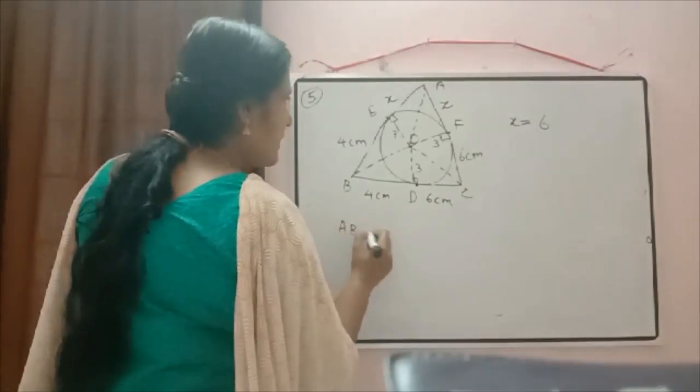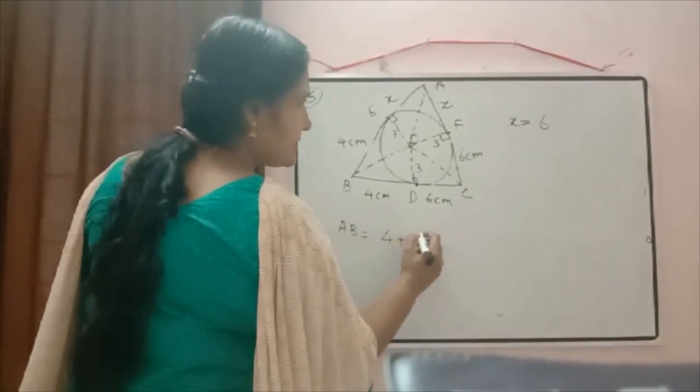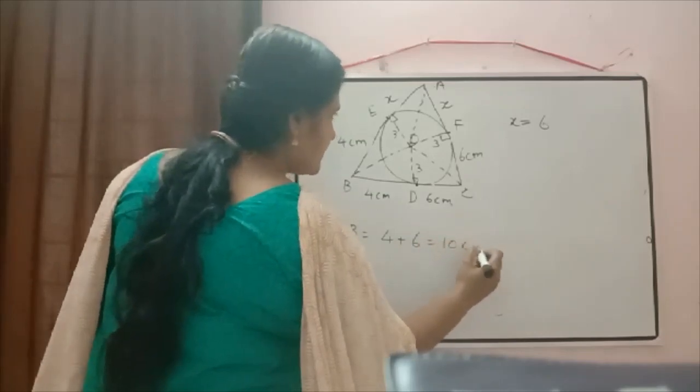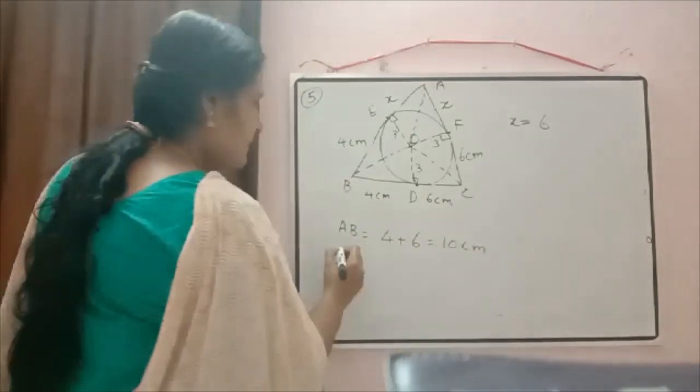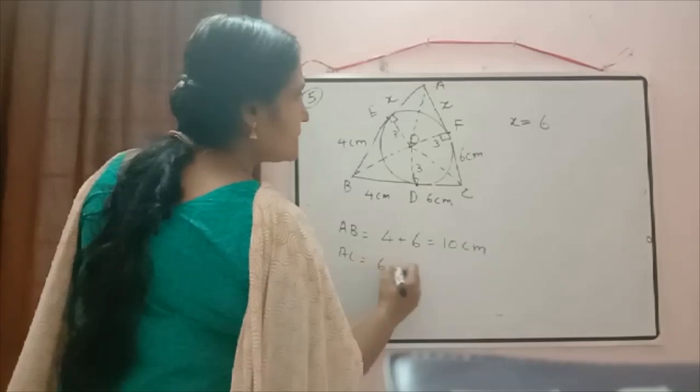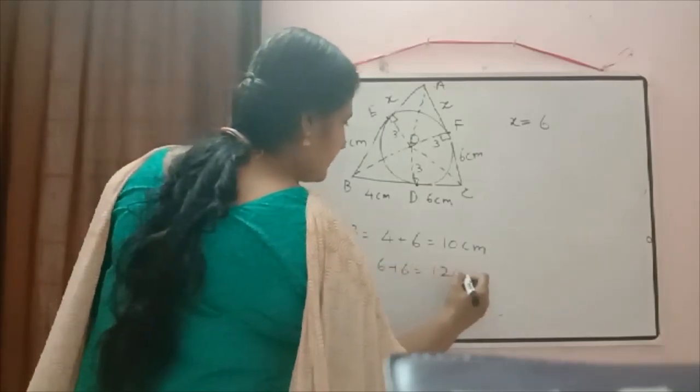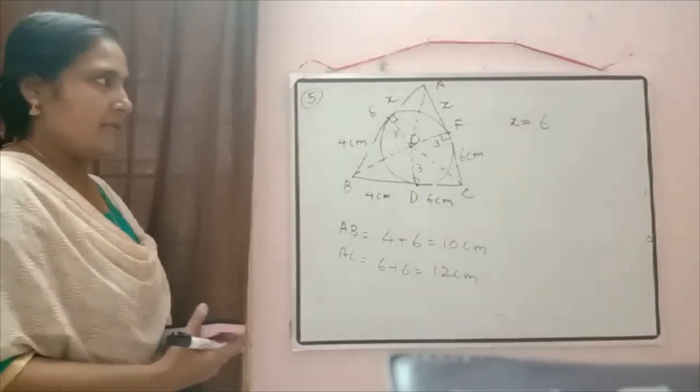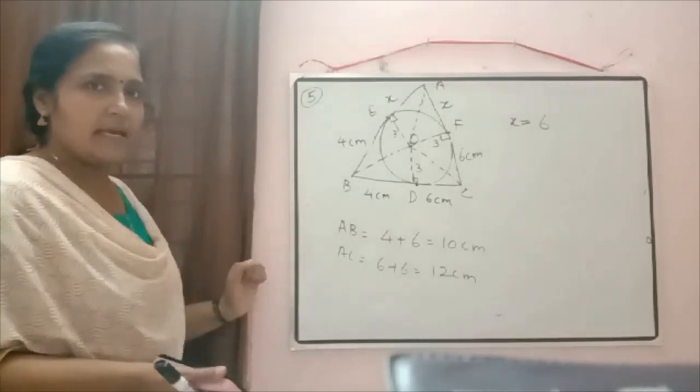So just to write down there, AB is equal to 4 plus 6. So AB will come as equal to 10 centimeter. And then AC is equal to 6 plus 6. So AC will be equal to 12 centimeter. So I hope this question is clear to you.